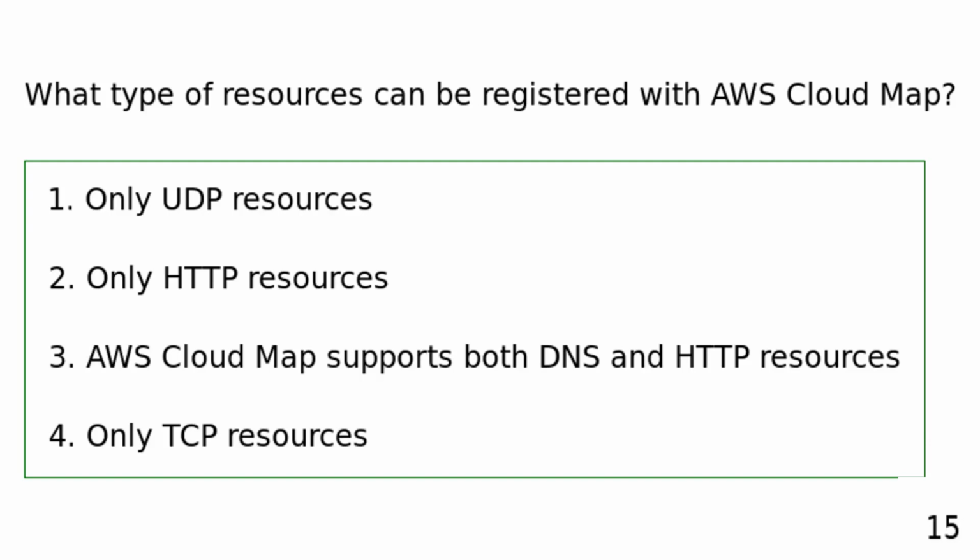What type of resources can be registered with AWS Cloud Map? Only UDP resources. Only HTTP resources. AWS Cloud Map supports both DNS and HTTP resources. Only TCP resources.